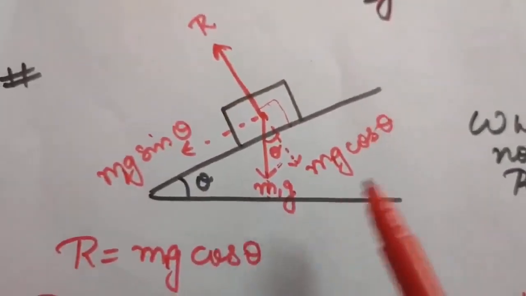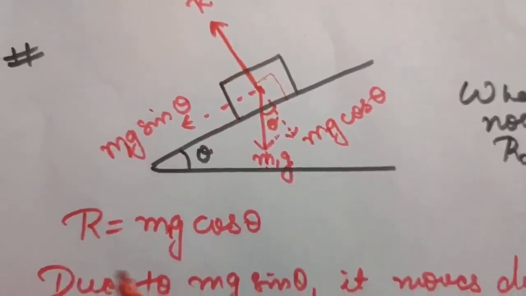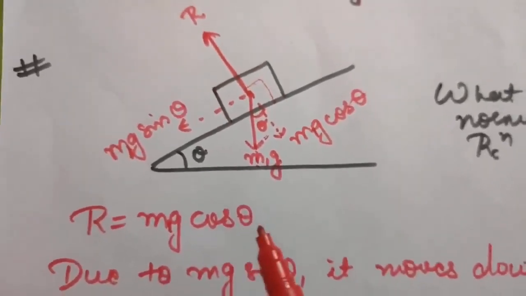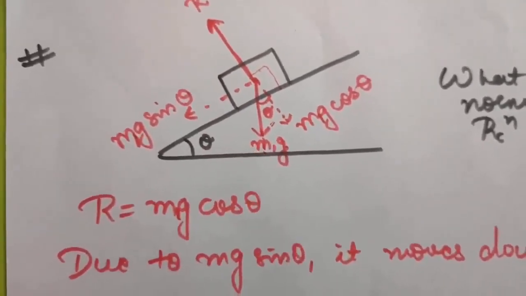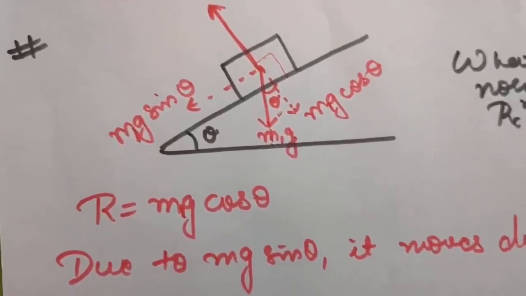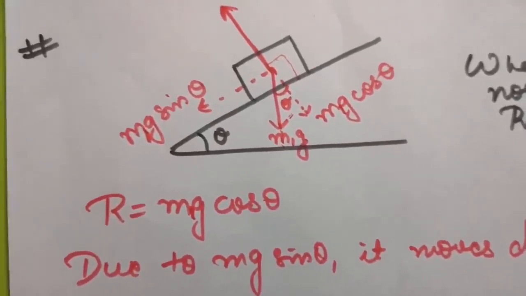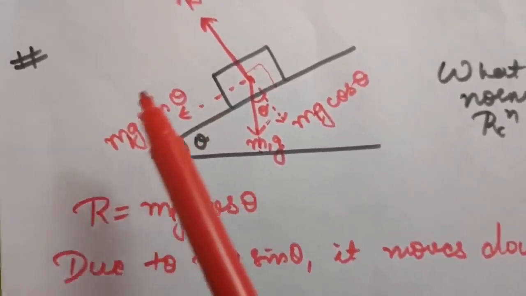Now as you can see, this normal reaction and m1g cos theta are equal and opposite in direction. So R will come to be m1g cos theta. So this is the normal reaction in this case if the block is kept on an inclined plane. If suppose this was a table which is exactly straight, then R will come to be m1g only, as we have studied earlier. Now what is the role of this m1g sin theta?